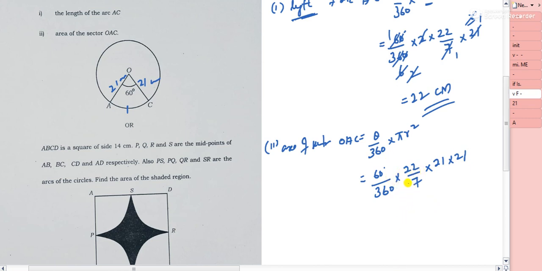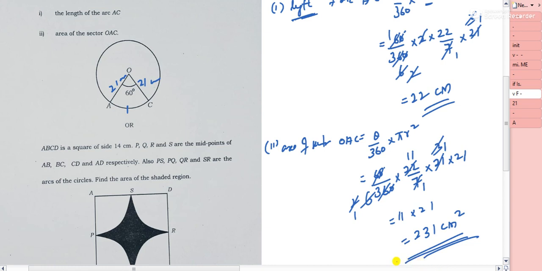Now again if you see, you can cancel here. 6 0 0 cancel, 6 1s are 6, 6 6s, so they get cancelled. 7 1s are 7, 7 3s are 21, again they get cancelled. 3 1s are 3, 3 2s are 6, correct? So 2 1s are 2, 2 11s are 22. Now 11 into 21 you have to do. So this will get 231. Okay, so this is area. Area unit is what? Centimeter square. So don't forget to write this. Got it? So this is the answer.